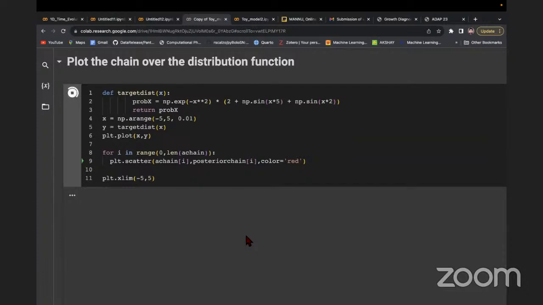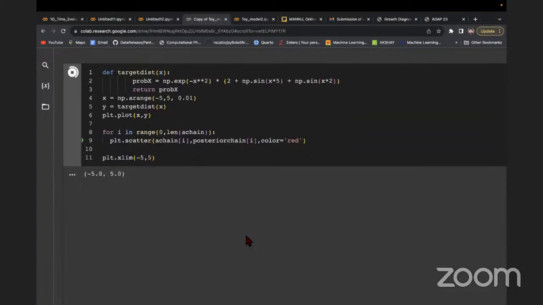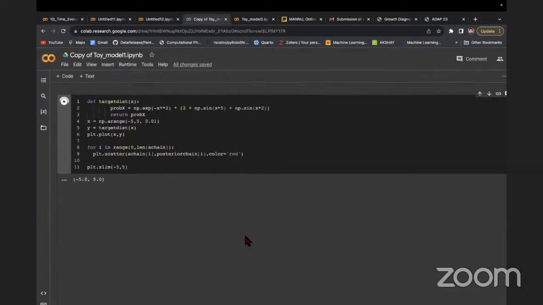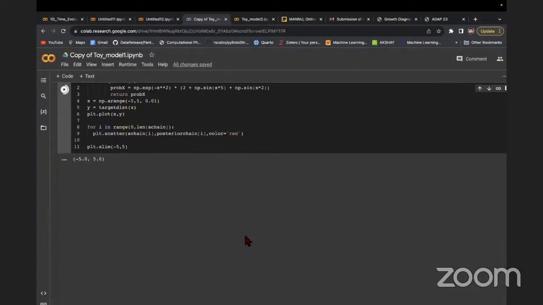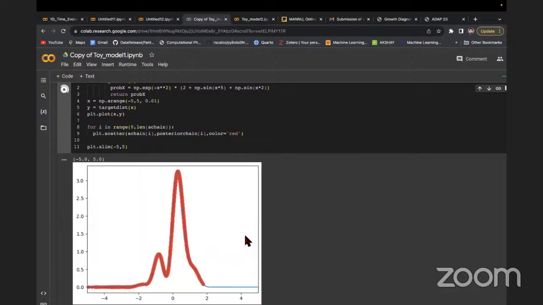Further, I will plot it on the distribution, just overlapping the points on the distribution. It might take a while because the number of points is quite large, and I'm using plt.scatter. Are you familiar with plt.scatter? It's not a very good way of plotting, but an easy way, because it takes a lot of memory and a lot of time to plot. Let's wait for a while. So what are we expecting meanwhile?